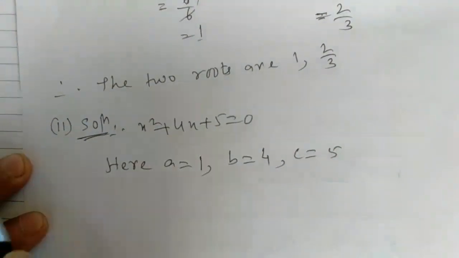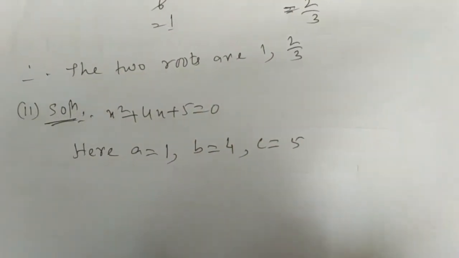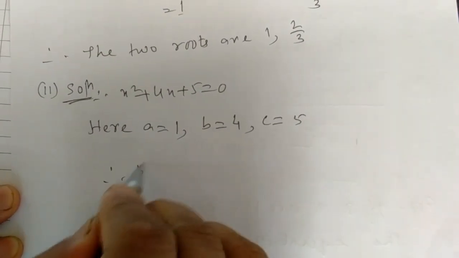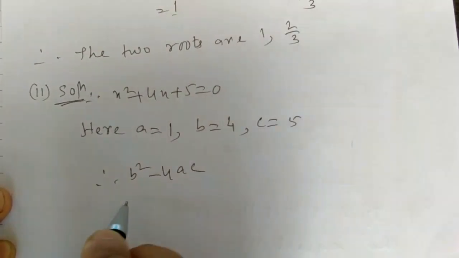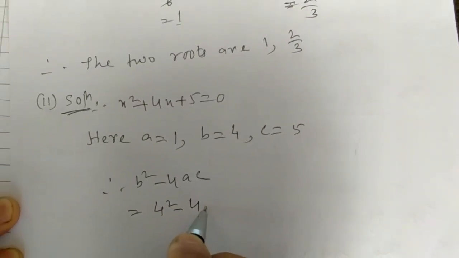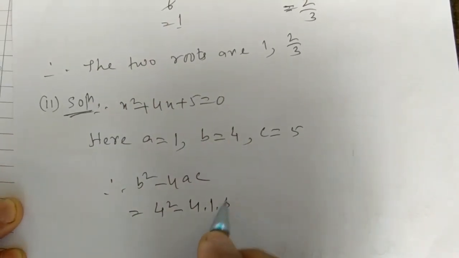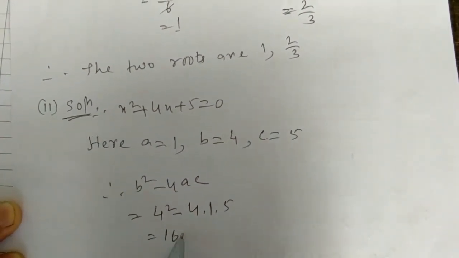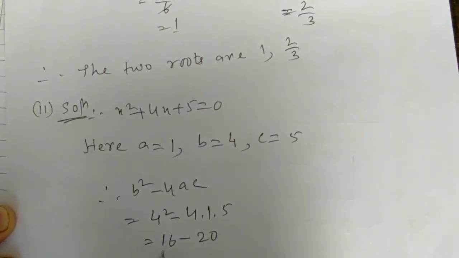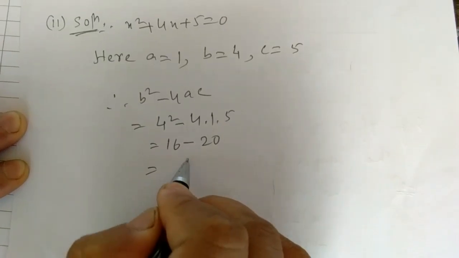Now whether the roots exist or not we have to check. To check it we have to find the discriminant. Discriminant means b square minus 4ac. Put the value of b: 4 squared minus 4, a is 1, c is 5. 4 4s are 16, 4 1s are 4, 4 5s are 20. If one is positive and the other negative, subtract. 16 minus 20 is minus 4.